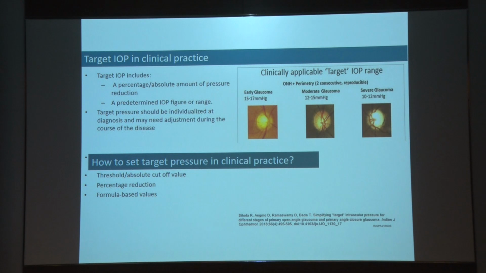How to set the target pressure in clinical practice? It should be a threshold, absolute cutoff value, percentage reduction, and formula-based values. So clinically, how to apply this target pressure: in early glaucoma, it can be from 15 to 17 millimeters of mercury, in moderate, 12 to 15, and in severe glaucoma, 10 to 12 millimeters of mercury.